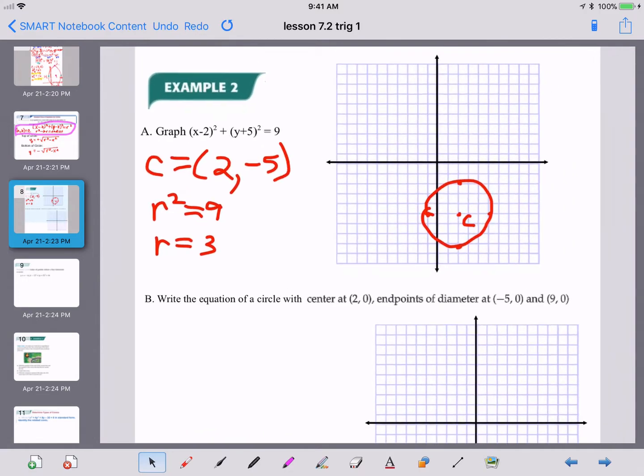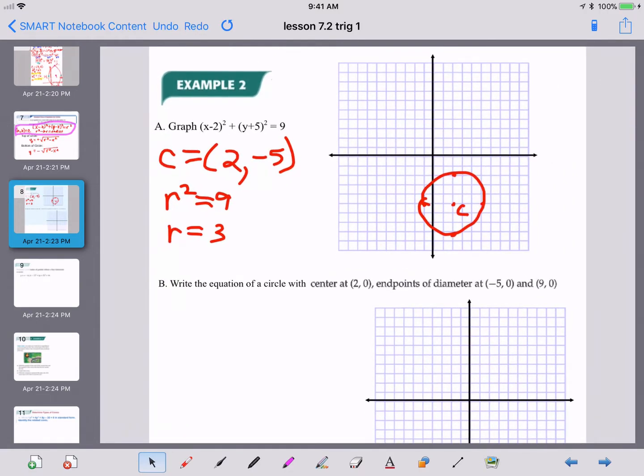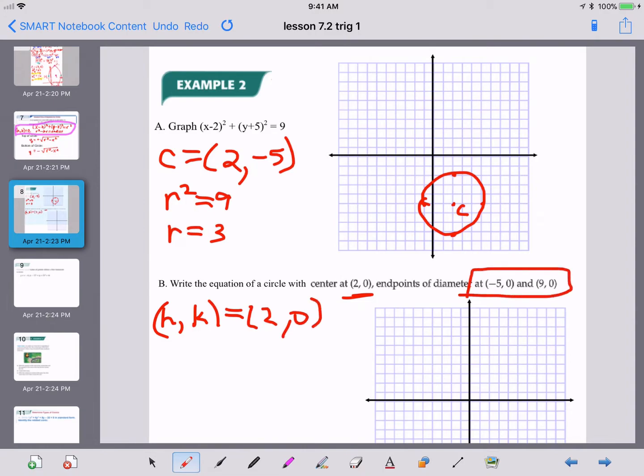Now let's look at part B. Part B is taking it a little further. We know the center, so we know (h, k) is (2, 0). But this time they gave us the endpoints of a diameter, so we're going to deal with that in a minute. But we know right now that it's going to be (x - 2)² + (y - 0)² = some r², and that's the part we don't know.